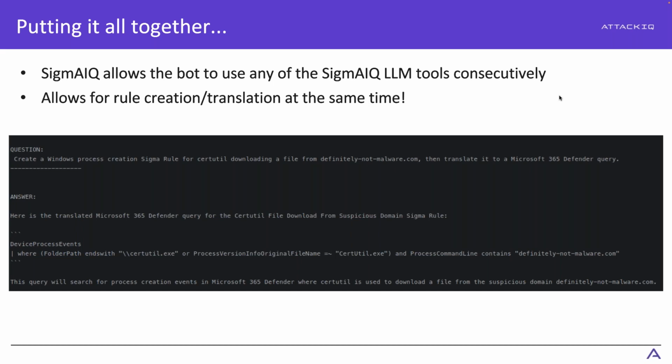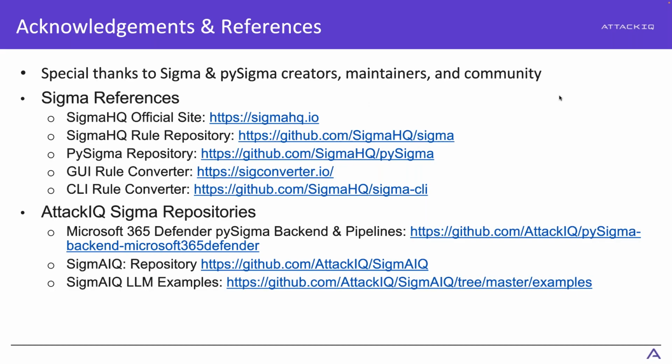So it goes through the steps that we just went through to create the new Sigma rule, takes that Sigma rule and says, oh, well, the user has a second part to their question, wants me to translate it to a query. So it goes through the first example I went over to use SigmaIQ to do the rule translation automatically, and then outputs the Microsoft 365 Defender query from the brand new rule that it created. And again, all of this is in examples on the GitHub link down below.